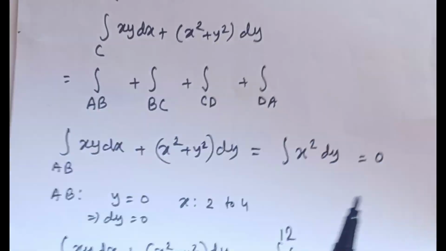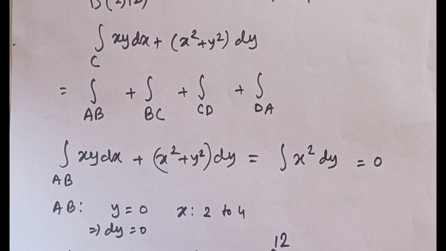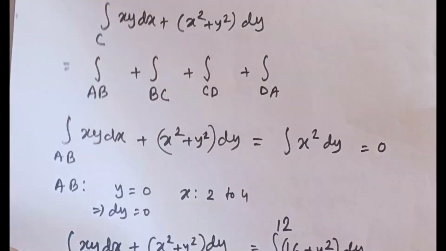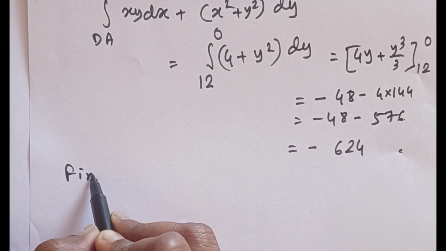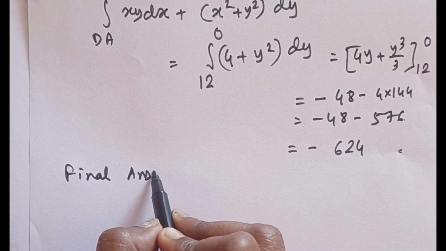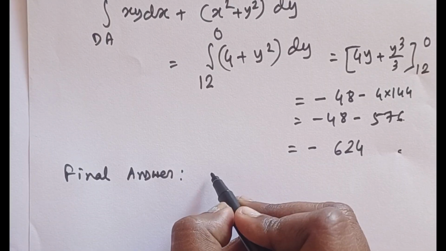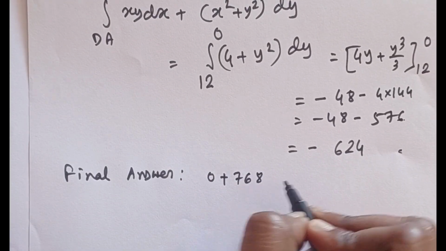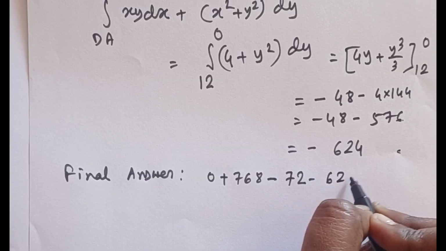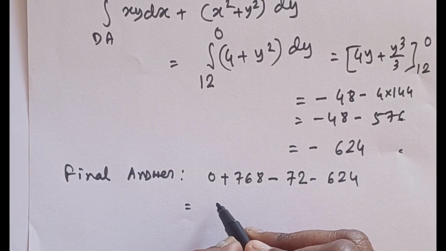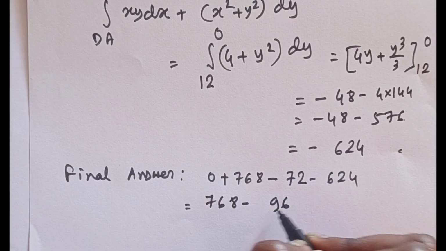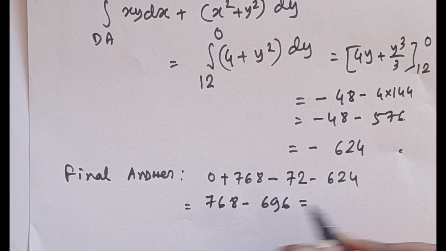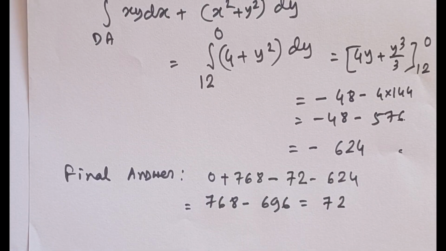624. Now we have to sum up all the values. So for AB the value is 0, for BC 768, for CD minus 72 and for DA minus 624. So the final answer is the summation of 0 plus 768 minus 72 minus 624, and calculating, this is 768 minus 696 equals 72. This is the final answer.